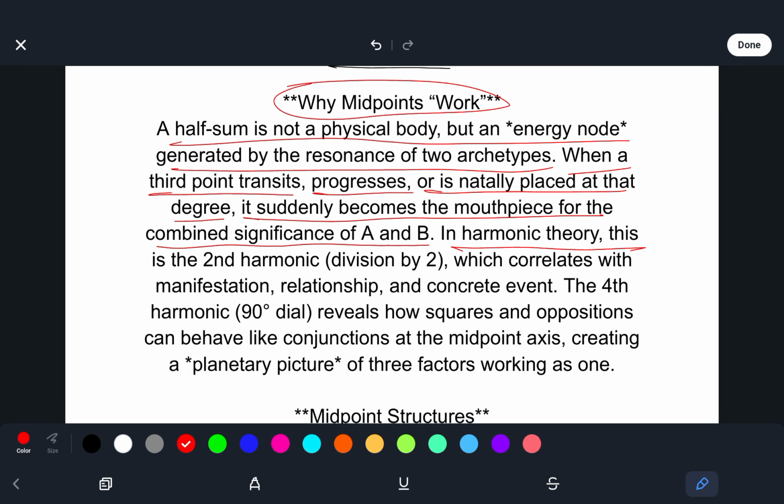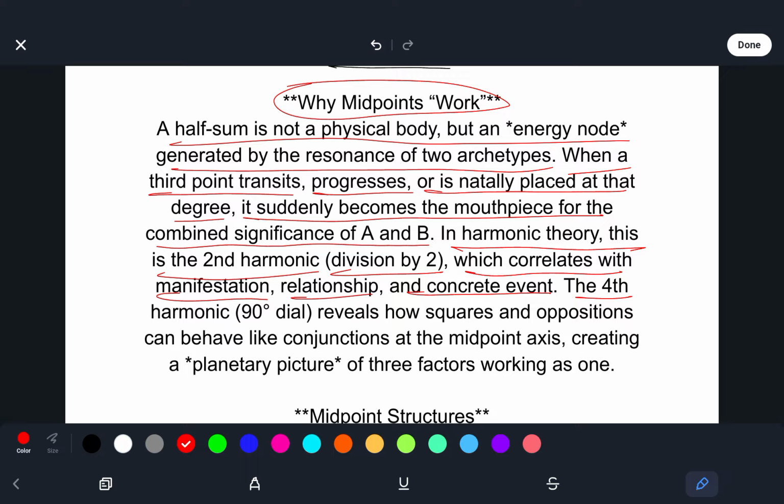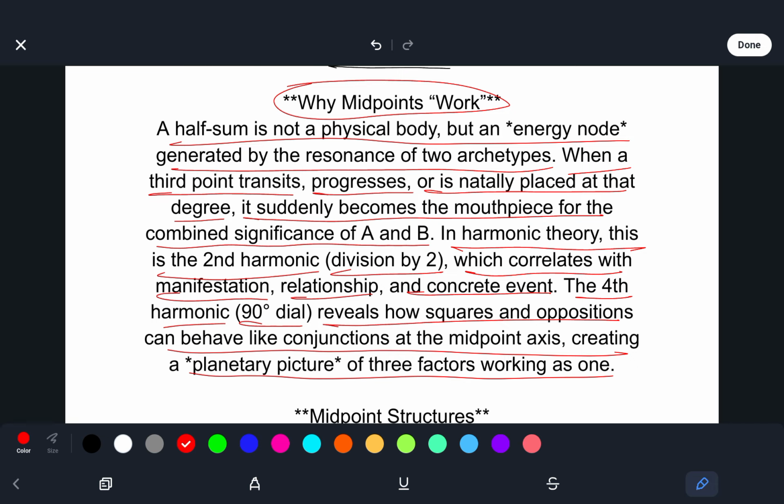In harmonic theory, this is the second harmonic, which is division by 2, which correlates with manifestation, relationship, and concrete events. The fourth harmonic is a 90 degrees dial, and it reveals how squares and oppositions can behave like conjunctions at the midpoint axis, creating a planetary picture of 3 factors working as one. So midpoints have been used for quite a while.